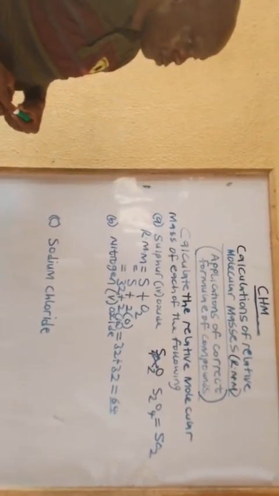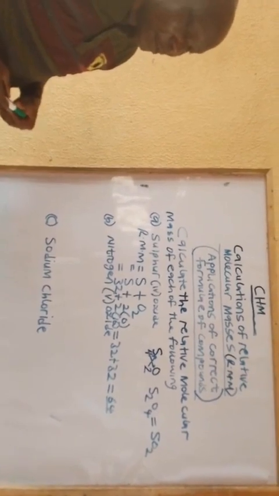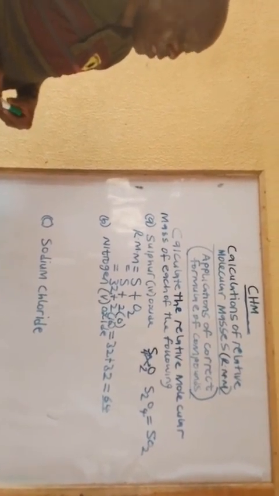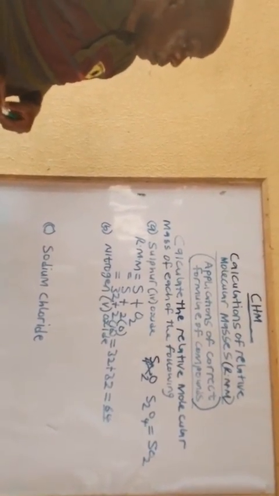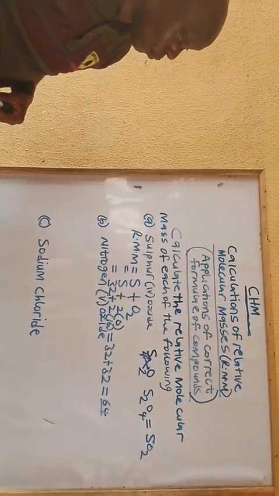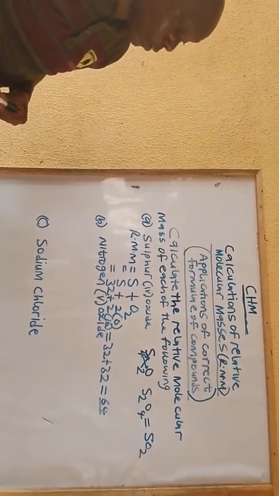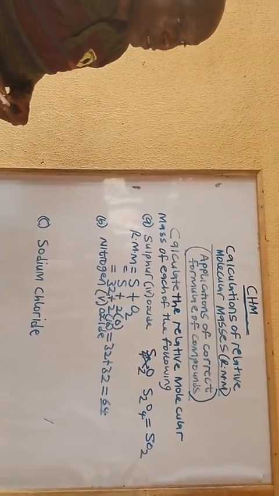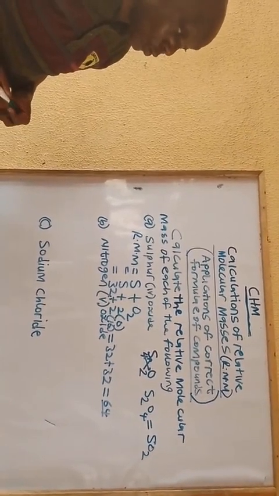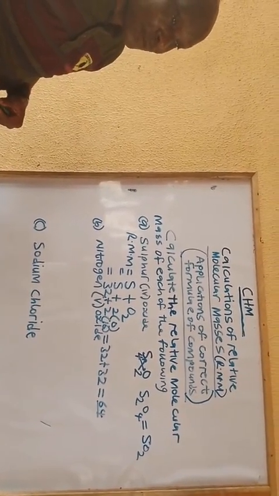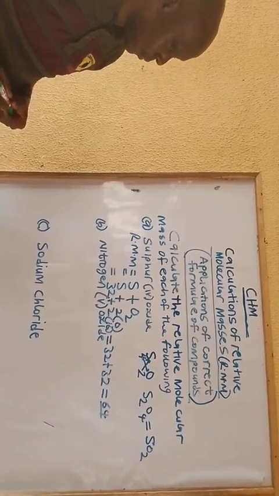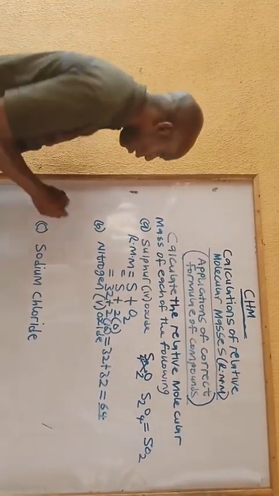What I just wanted you to know here is that if you fail to get the correct formula and you apply a wrong formula to carry out the calculation, you may end up getting the wrong answers. So the knowledge of correct formula is very, very important. Let's go to the second one.